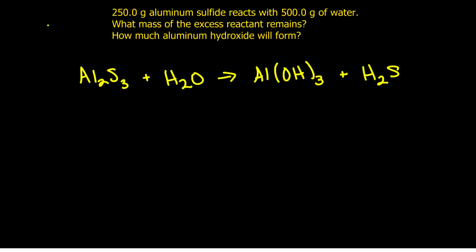Let's do one more. So we got 250 grams of aluminum sulfide, and it reacts with 500 grams of water. What mass of the excess reactant remains? How much aluminum hydroxide will form? So now we got 2 questions we're solving for. Let's pick out our information first. So I got 250 grams of aluminum sulfide. So this is 250 grams. I got 500 grams of water. And how much aluminum hydroxide will form? We're going to assume that is in grams.